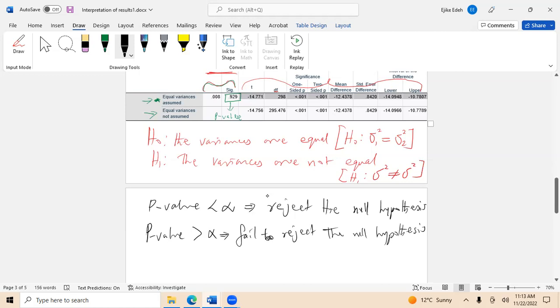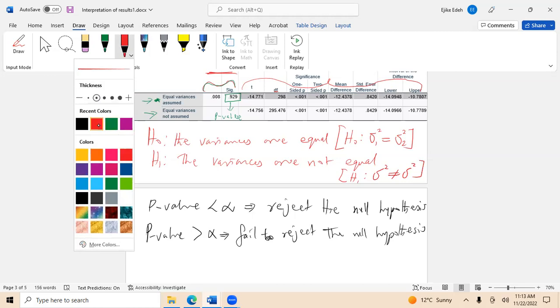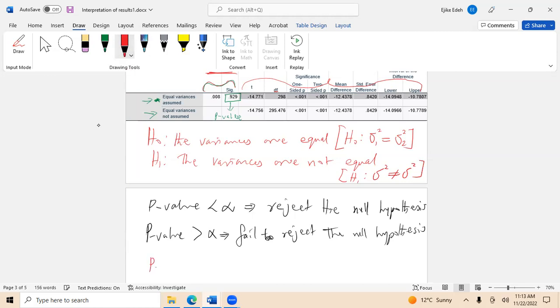Okay. So over here, if we go back to using red, we see that in this question, the p-value for the Levene's test, right? Let me write that boldly here. We are right now working on the Levene's test. We see that the p-value, which is equal to 0.929, is actually greater than alpha, which is by default 0.05, right?